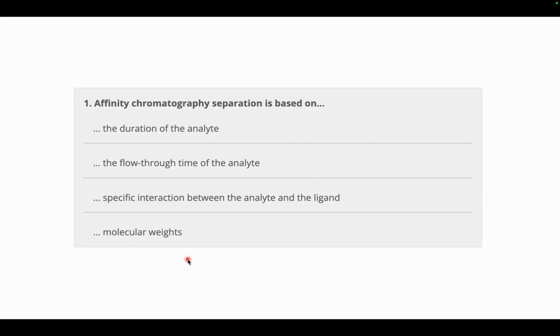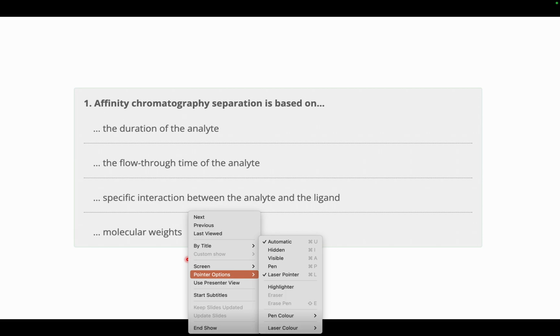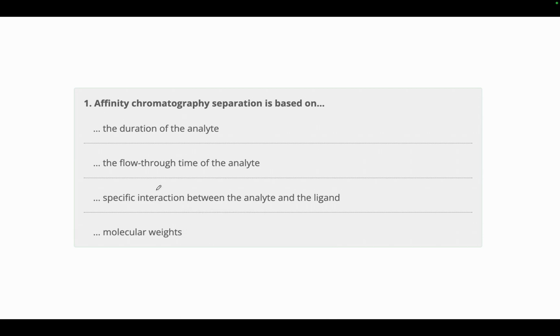So we'll just go through some quick questions based on this. So it's asking, affinity chromatography is based on dash. The duration, flow through time, molecular weights, no. So these are all terms related to size exclusion chromatography. But affinity chromatography separation is based on specific interaction between the analyte and the ligand. Right? That is the definition of affinity chromatography.